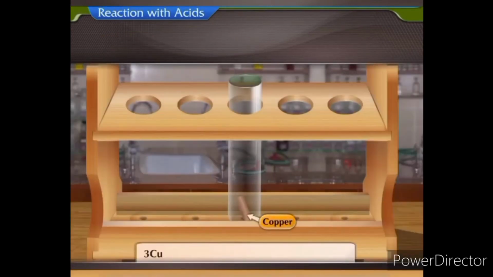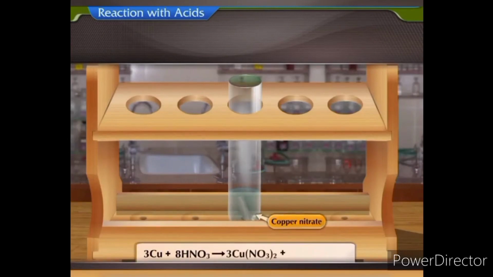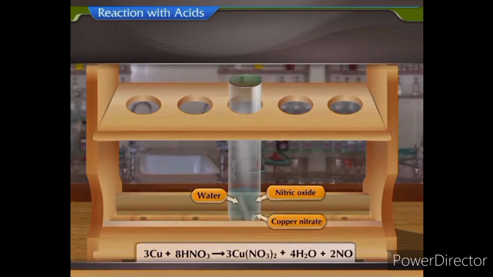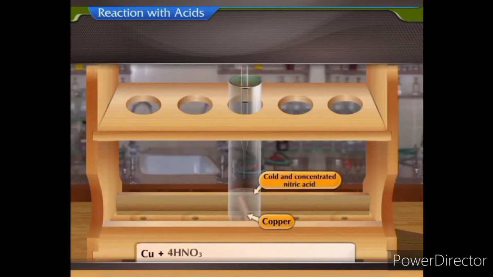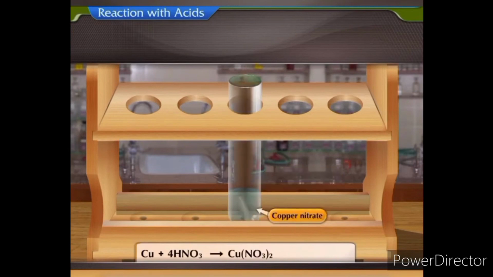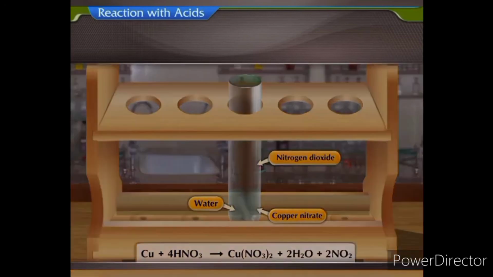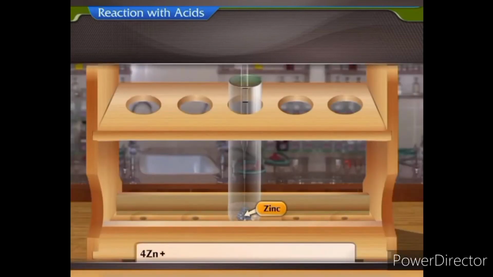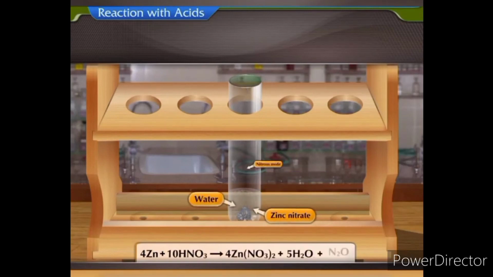For example, copper reacts with dilute nitric acid to give copper nitrate, water, and nitric oxide. Copper reacts with cold and concentrated nitric acid to give copper nitrate, water, and nitrogen dioxide. Zinc reacts with dilute nitric acid to form zinc nitrate, water, and nitrous oxide.